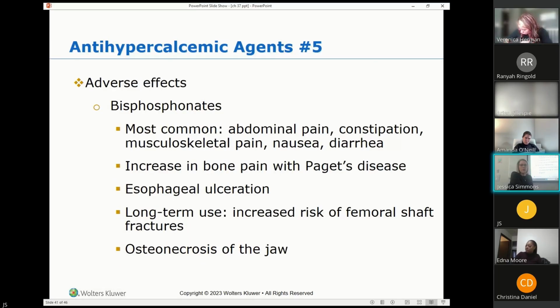Adverse effects for biphosphonates, most common is abdominal pain, constipation, musculoskeletal pain, nausea, and diarrhea. Increase in bone pain with Paget's disease, esophageal ulceration. We talked about the esophagus a lot with biphosphonates. Long-term use, there's an increased risk of femoral shaft fractures and then osteonecrosis of the jaw, which sounds very scary and very unfortunate.